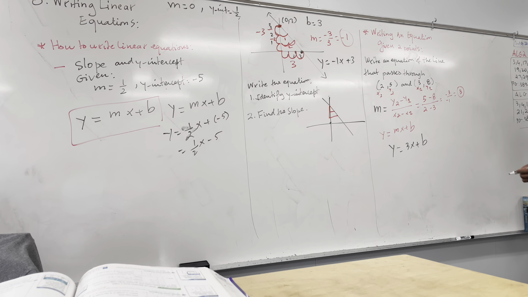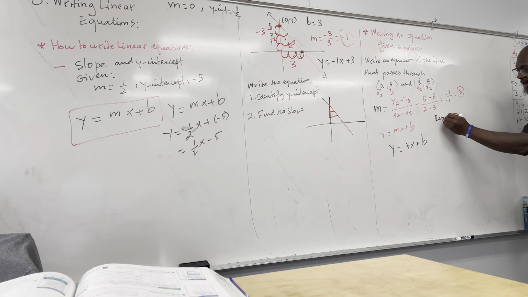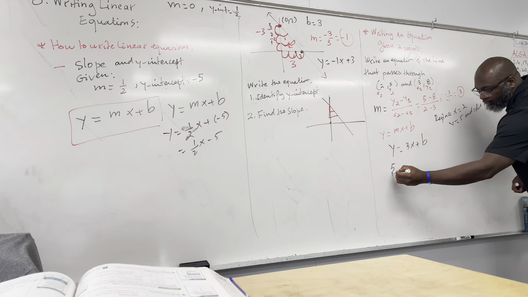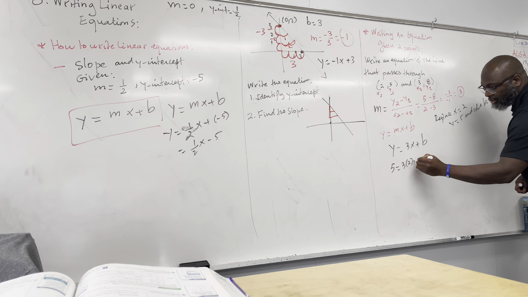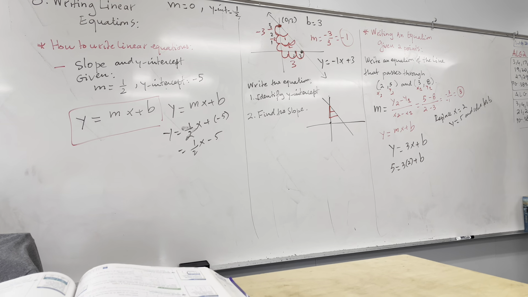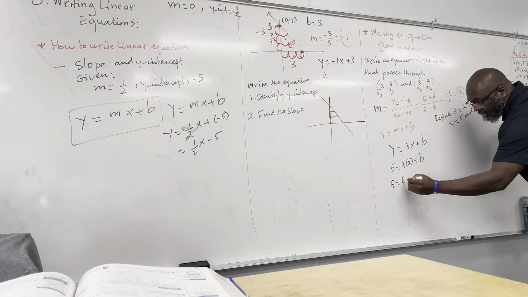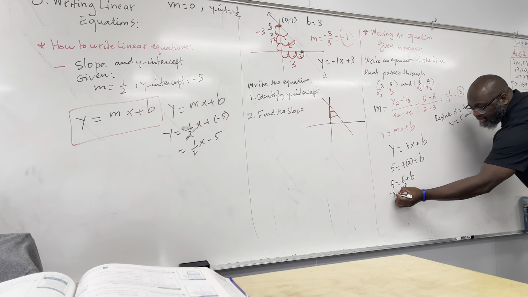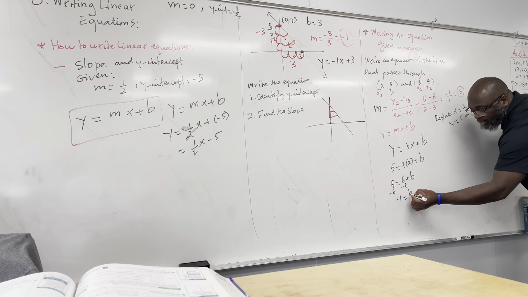So now I'm going to replace x by 2, which is my own choice, and y by 5, and then solve for b. So that is 5 equals 6 plus b, and now I can solve it by subtracting 6 on both sides. So I get -1 equals b.